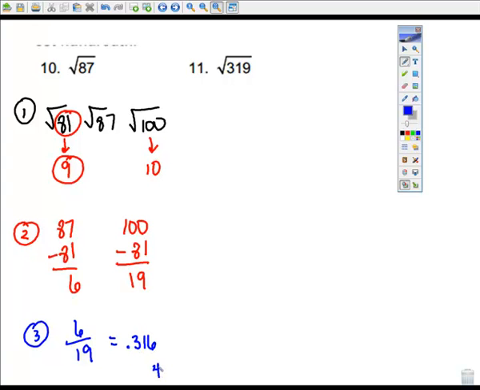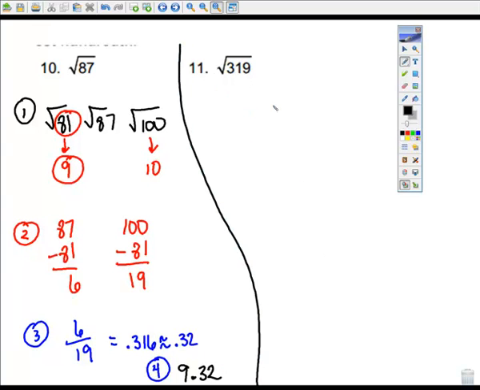So step 4, I'll round it to 0.32. I write my whole number and then the decimal estimation. So 9 and 32 hundredths is approximately what the square root of 87 is.